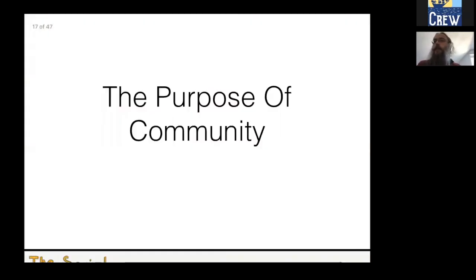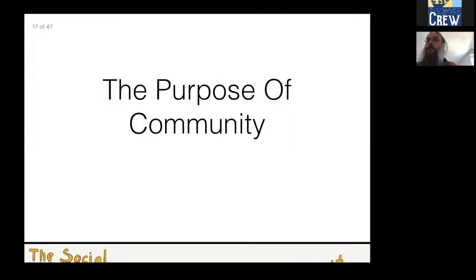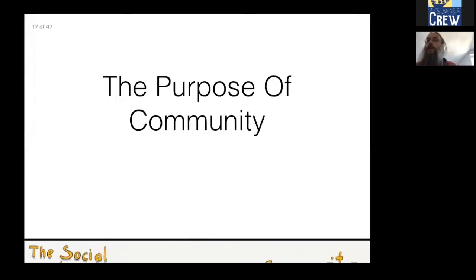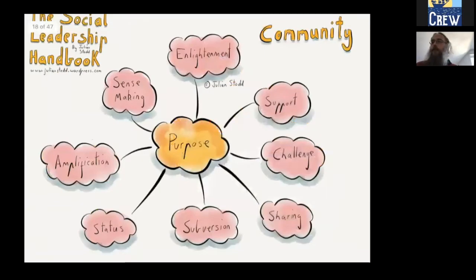So let's get into this: the purpose of community for a social leader. What is the purpose? Well, this is probably just a subset of all possible purposes that communities may serve. We've talked already about sense making. Some communities will be communities of enlightenment. We will go there to learn new stuff. We may not actually contribute much to those communities. We could be the fly on the wall just listening, but that's okay. We need some communities like that.